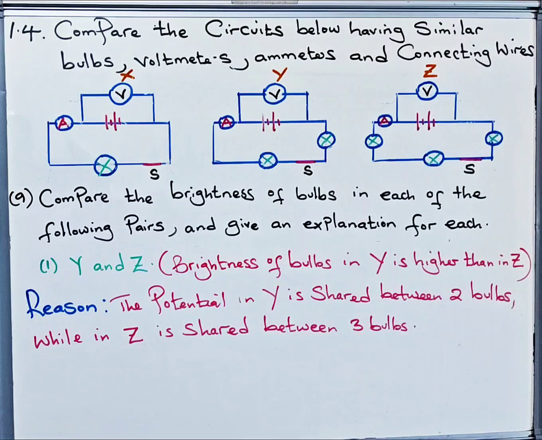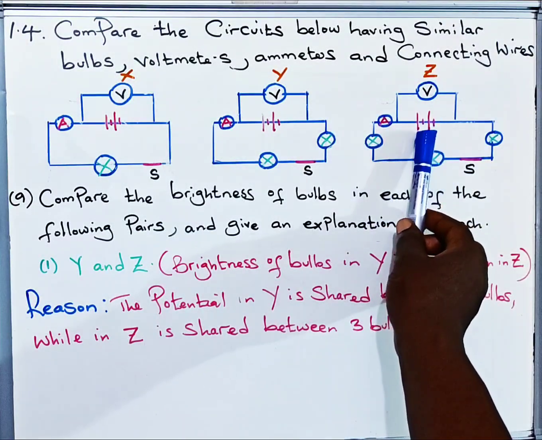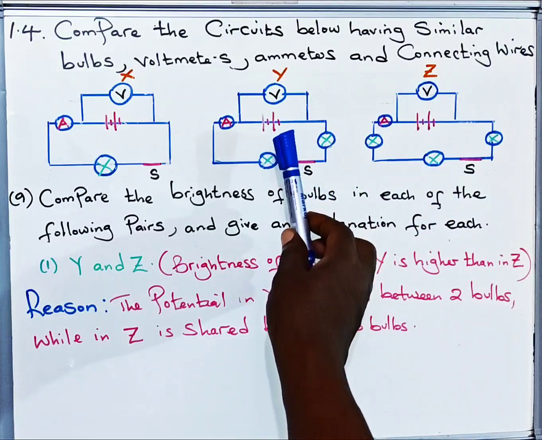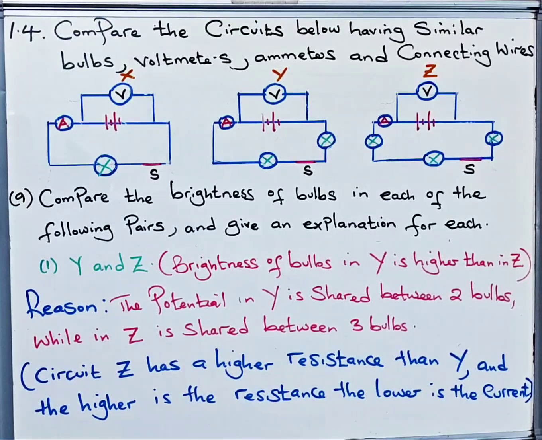Or alternatively, we can reason it in terms of resistance. The resistance of circuit Z is higher than the resistance of circuit Y. And we need to know that the higher the resistance, the lower is the current.